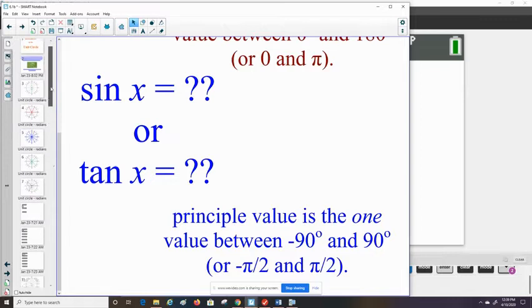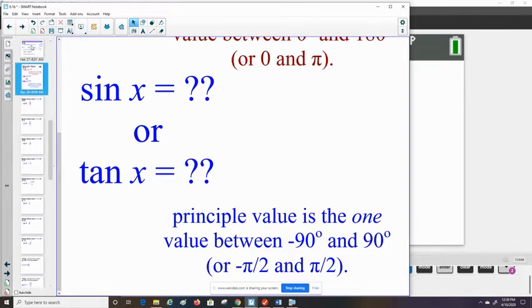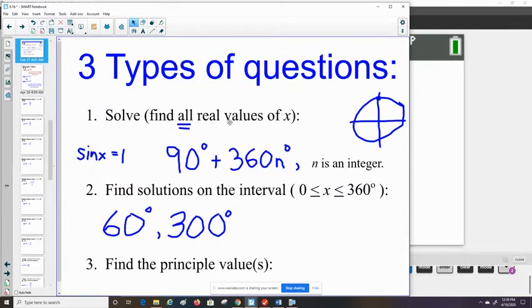Similar to finding all the real values, we're not going to do a whole lot of this.